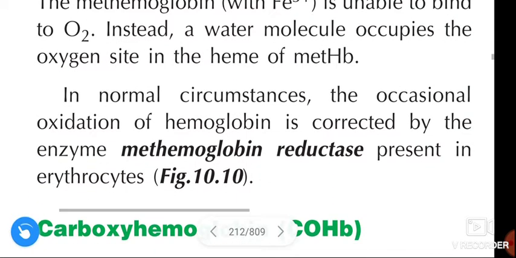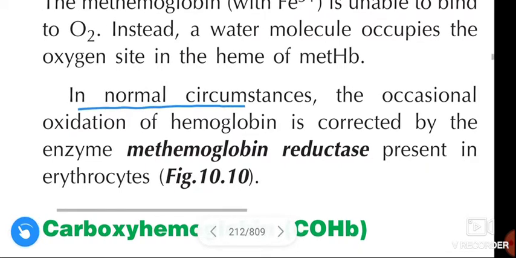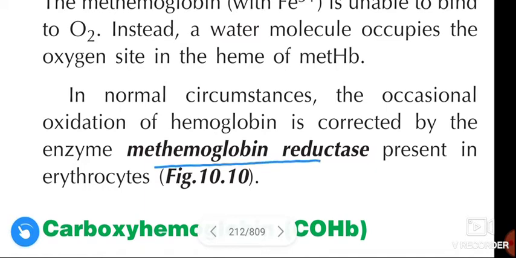In normal circumstances, the occasional oxidation of hemoglobin is corrected by the enzyme methemoglobin reductase present in erythrocytes.